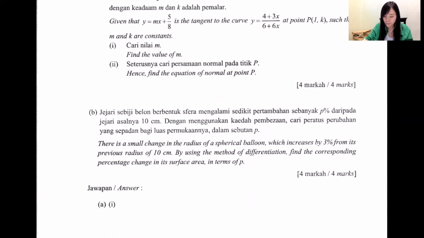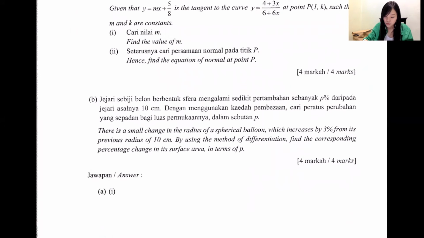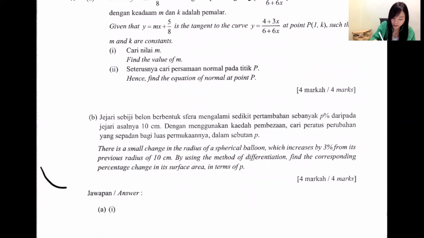I draw for you. Where should I draw? Okay, I draw here. So they try to tell me this is the curve. The curve equation is y equals (4 plus 3x) over (6 plus 6x). They say there's a point called P. So point P is at 1, k. So I think it's roughly like this.